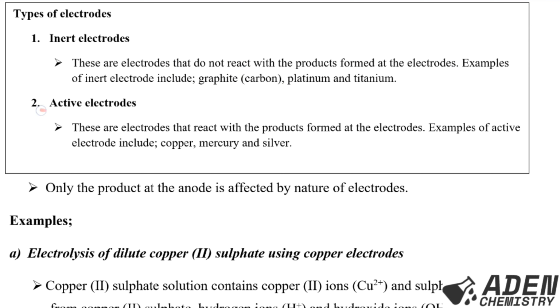Then we have active electrodes. What are active electrodes? These are electrodes that react with the product formed at the electrodes. Examples of active electrodes include copper, mercury, and also silver. So when we are talking about the nature of the electrode used, only the product at the anode is affected by the nature of the electrode. That means at the cathode, we will still use the position of the cations and anions in the electrochemical series. So let's go to examples.